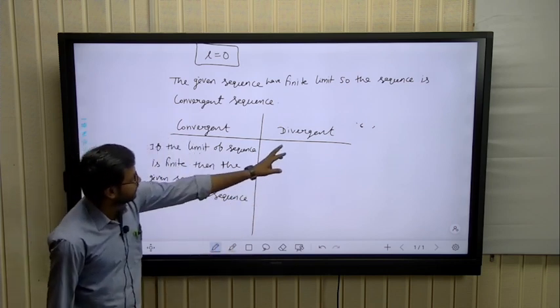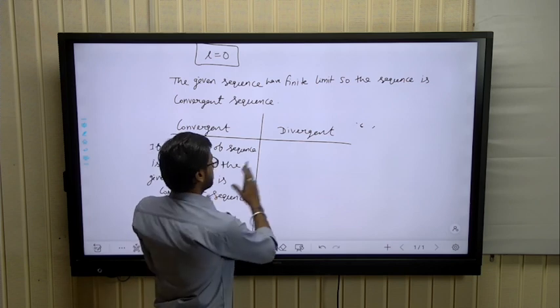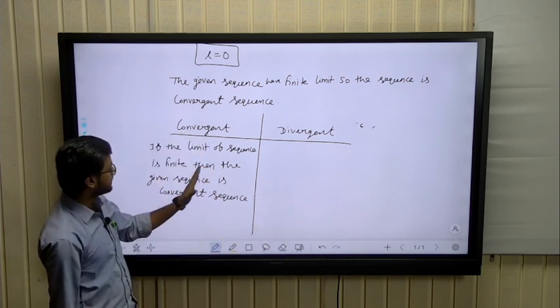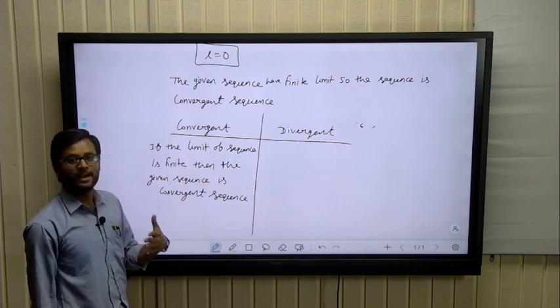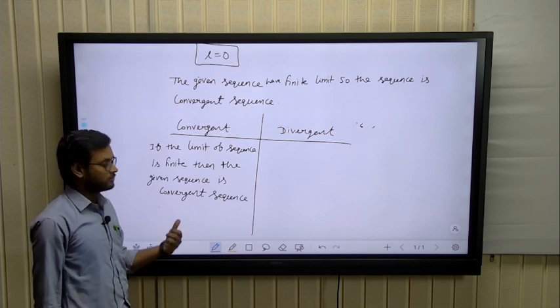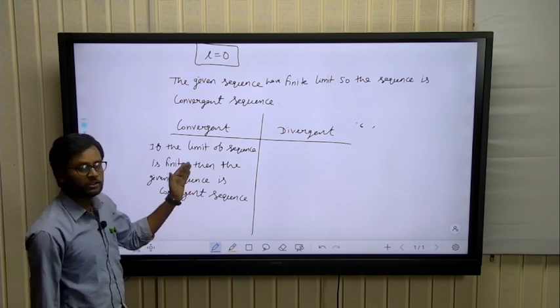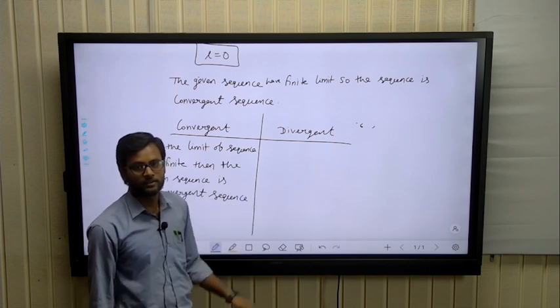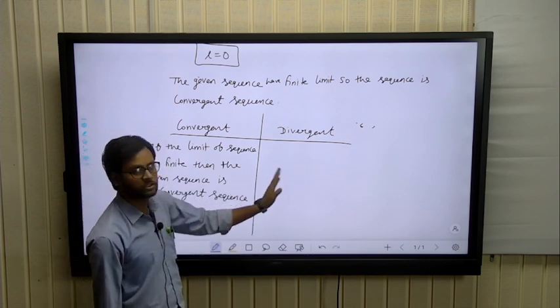Okay. Divergent sequence is just the opposite of convergent. Convergent says that if the sequence has a finite limit, then the sequence is convergent. If the sequence has an infinite limit, then the sequence is called a divergent sequence. So this is the opposite of convergent.